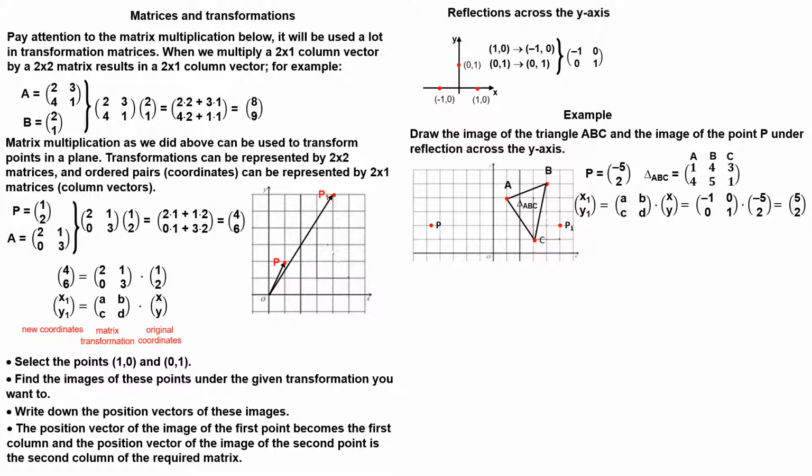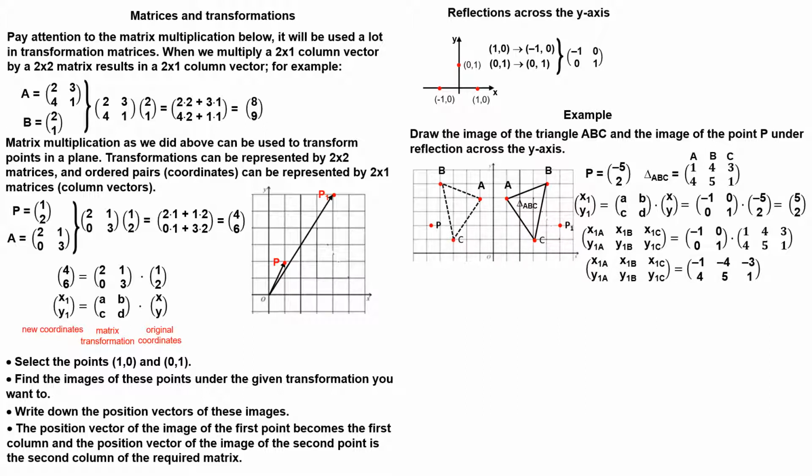Let's do the same with triangle ABC. We take the transformation matrix and left multiply it by the shape matrix of triangle ABC. The result is a matrix of coordinates of the resulting shape after the transformation is applied. The image points are then drawn on the diagram and we get the image of the triangle ABC. To obtain the transformation matrix of the reflection across the x-axis, we follow the same way.